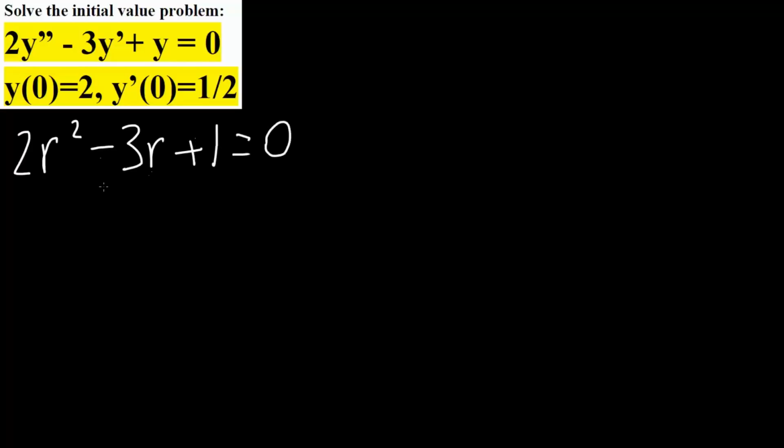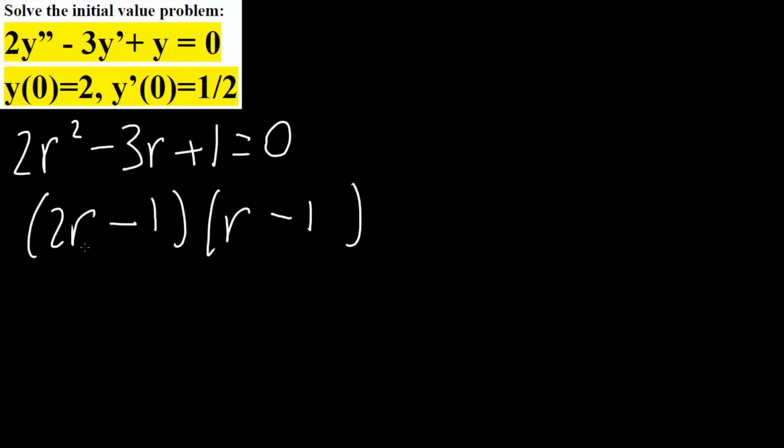We can factor this, so we can say 2r times r, and then -1, -1. This way we get 2r times r is 2r squared, -1 times -1 is 1, 2r times -1 is -2r, r times -1 is -r, so that would be -3r. And so r would equal 1/2, or r is equal to 1.